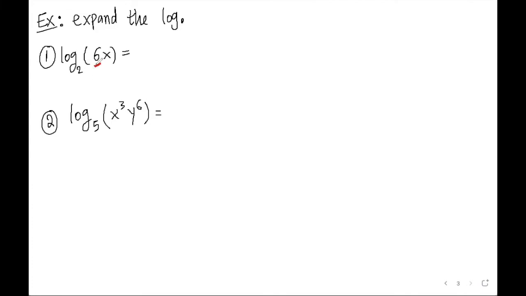Here we have, this is my a, this is my b. It's log base 2 of 6 plus log base 2 of x. To which base? Base 2. Exactly. So again, this is my a here, this is my b, the same base 2. For the second one, who did the second one?